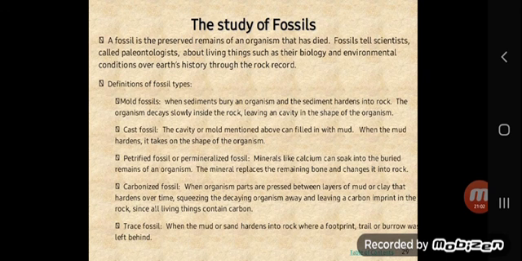The study of fossils. A fossil is the preserved remains of an organism that has died. Fossils tell scientists called paleontologists about living things, such as their biology and environmental conditions over Earth's history through the rock record. Different fossil types: mold fossils, cast fossils, petrified fossils, carbonized fossils, and trace fossils.